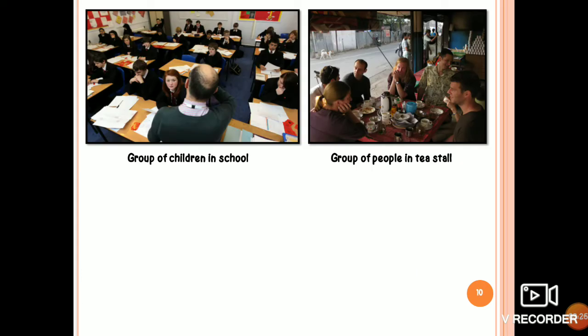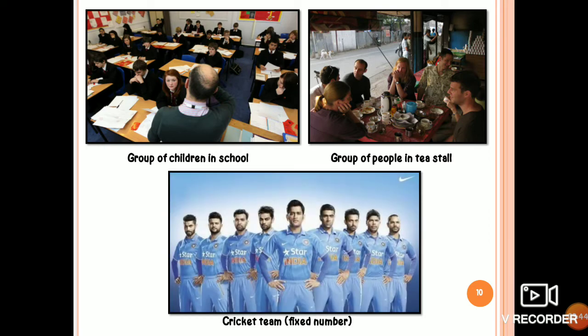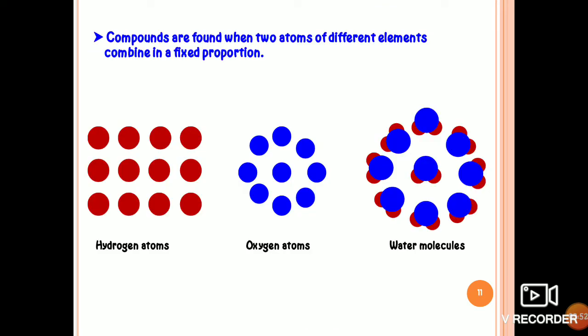Let's say we have a group of children in a school. You cannot fix any number to that; it can be any number. Similarly, a group of people in a tea stall can be any number. You cannot fix a number for a group of people sitting at a tea stall. But if we talk about a cricket team, like the Indian cricket team, we have a fixed number of players who play a match. So when atoms combine, they combine in a fixed proportion to form compounds, like two hydrogen atoms and one oxygen atom combine to form a water molecule.